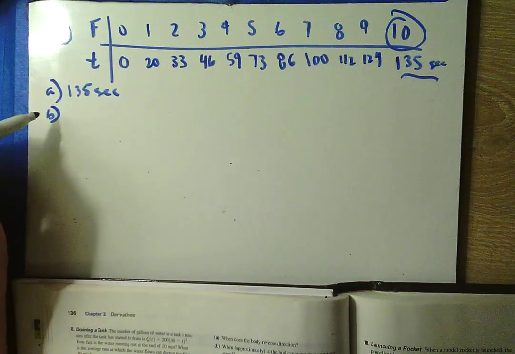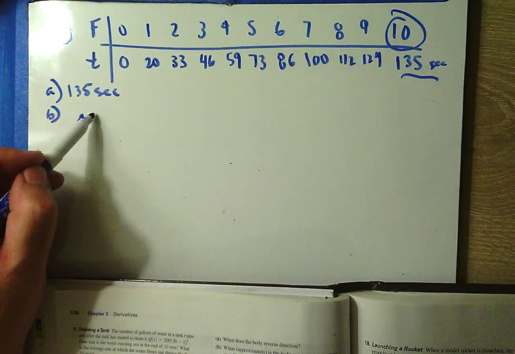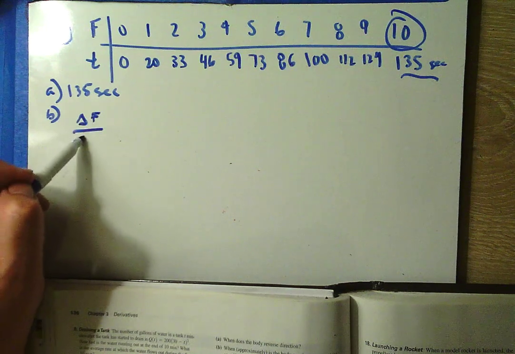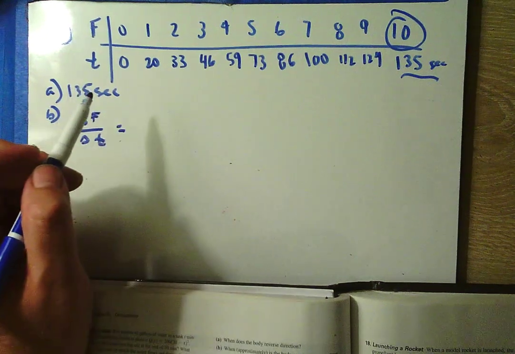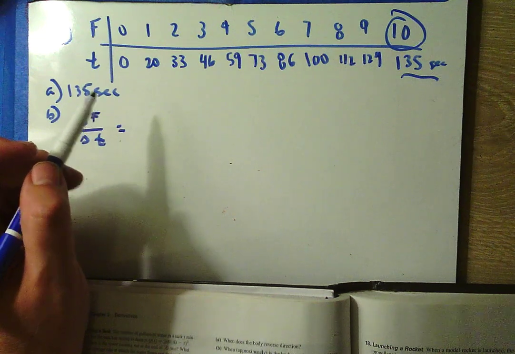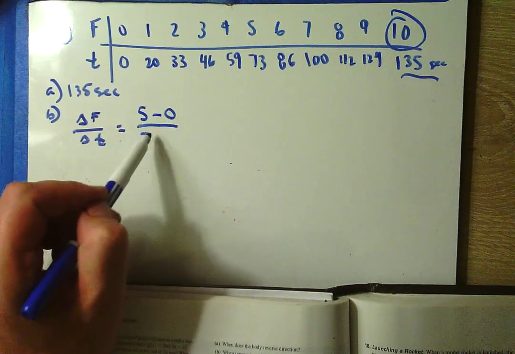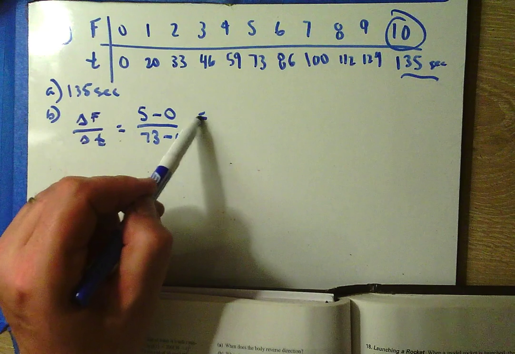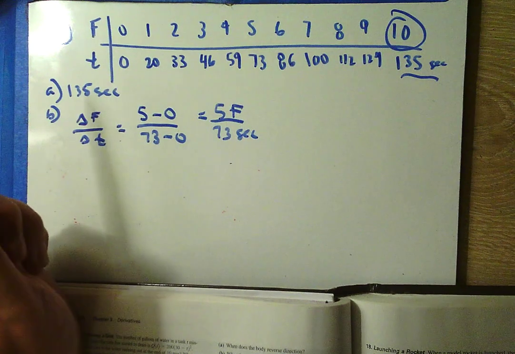B, what is the average speed of the horse over the first 5 furlongs? Okay, speed is a change in furlongs over a change in time. So when I think about the average speed over the first 5 furlongs, I've got 5 minus 0 over 73 minus 0. So 5 furlongs every 73 seconds. That's my average speed.